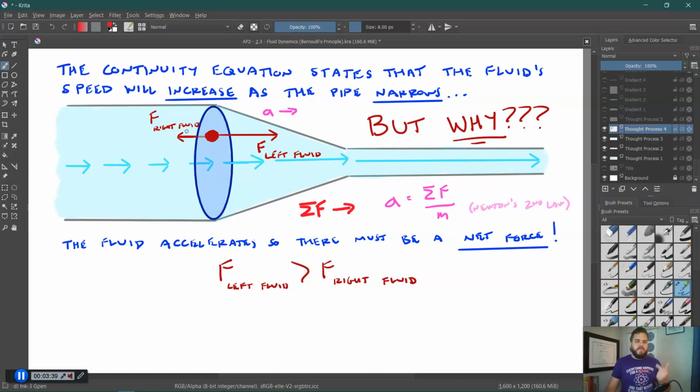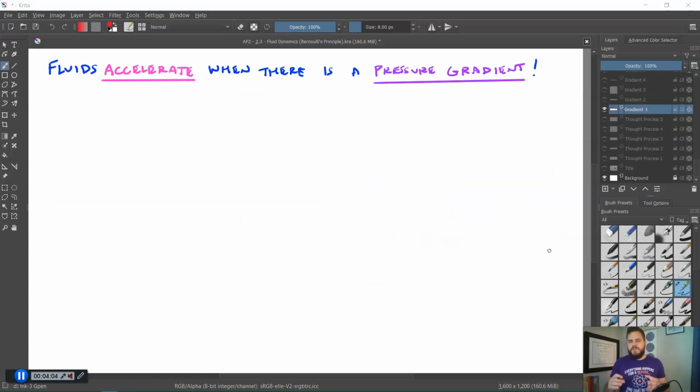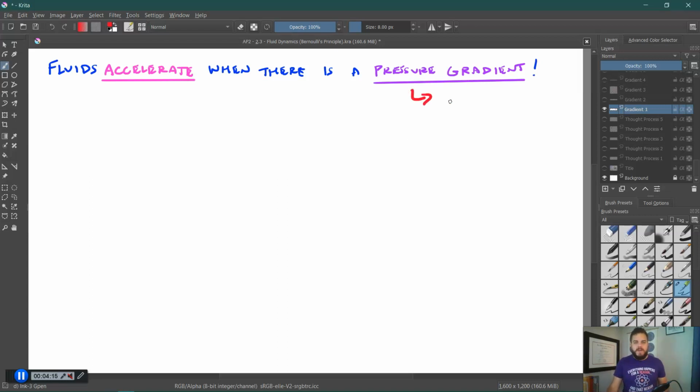And keeping in mind that this is over a certain area, what this actually tells us is that the thicker end of the pipe, the left-hand side here, must have a higher pressure because it's providing a higher force than this section over here on the right does. So higher pressure, lower pressure. And this is a pretty key idea: the idea that fluids accelerate, typically speaking, when there is what is known as a pressure gradient. Now this is going to be a somewhat new term to you, but really all pressure gradient is telling us is that there is a difference in pressure. So essentially we have pressure going from low to high, or high to low, etc.